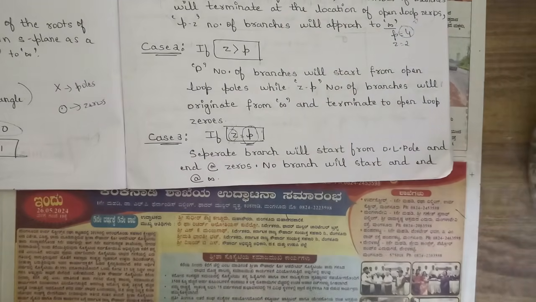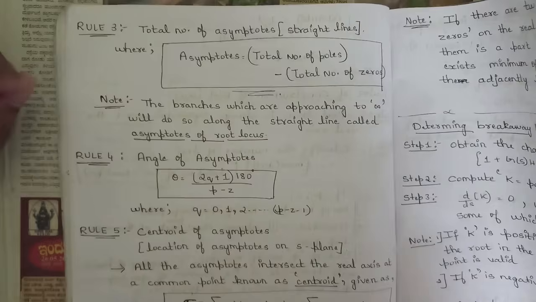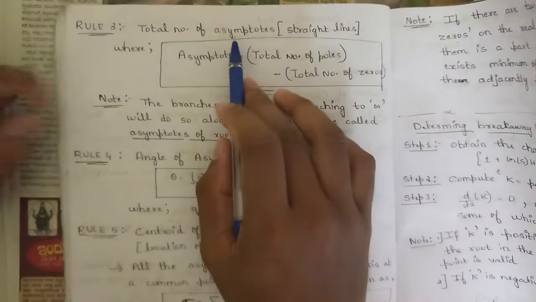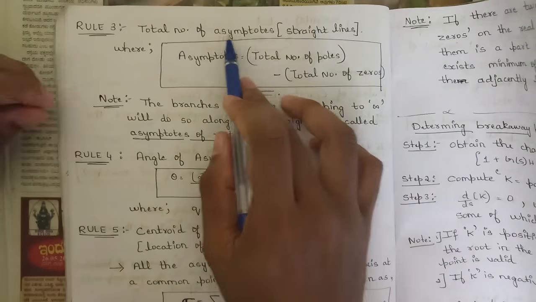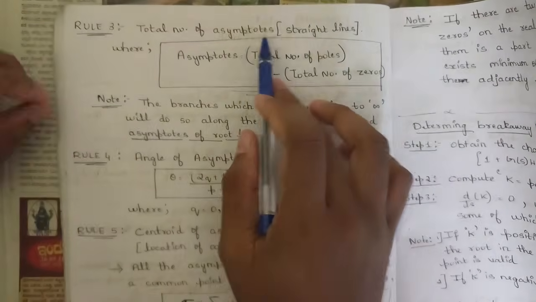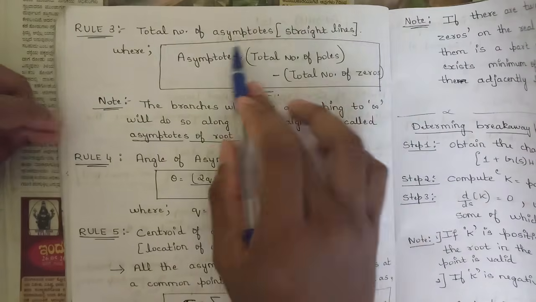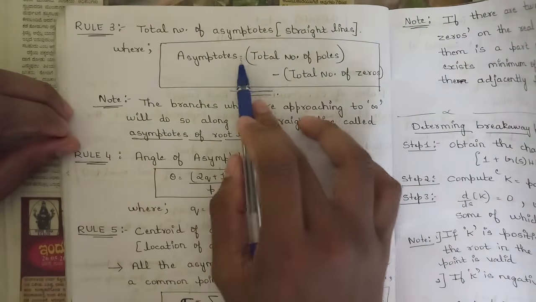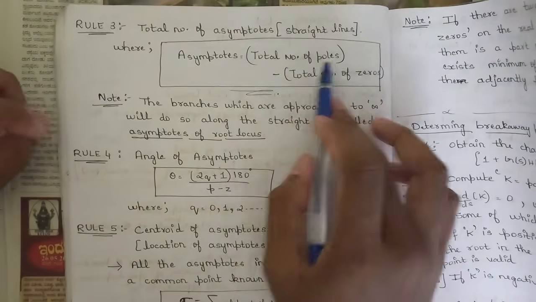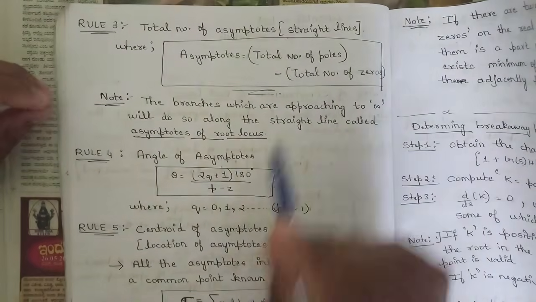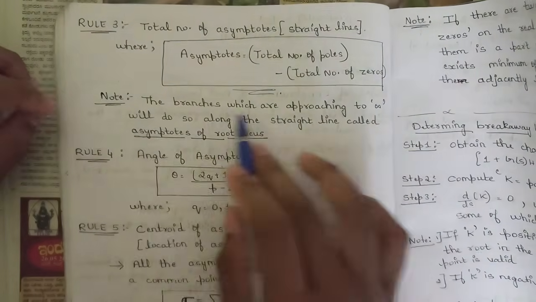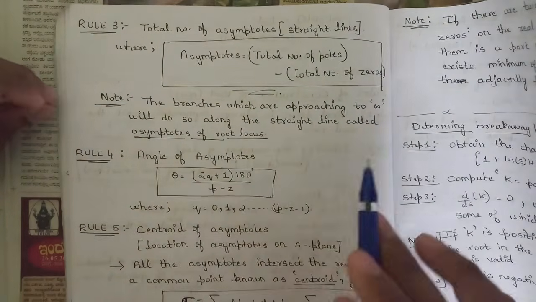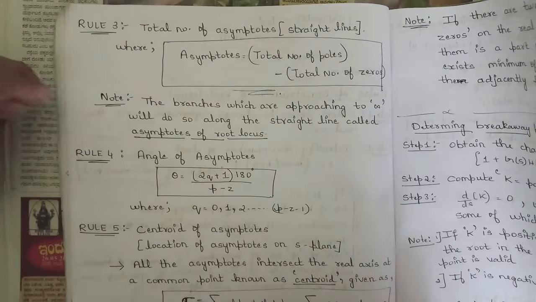Now let's discuss rule 3. Rule 3 says that the total number of asymptotes, or we can call them straight lines, is equal to the total number of poles minus the total number of zeros. Note that the branches which approach infinity will do so along straight lines called asymptotes of the root locus.